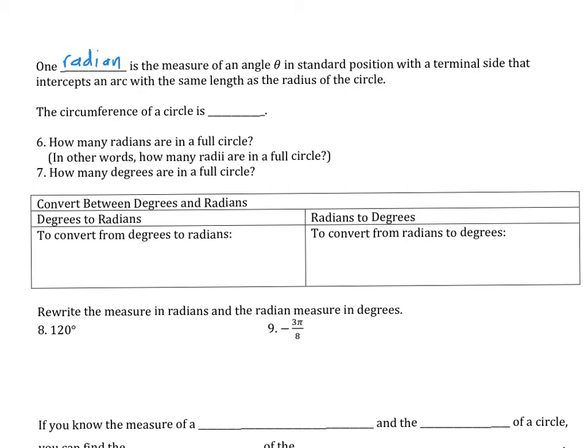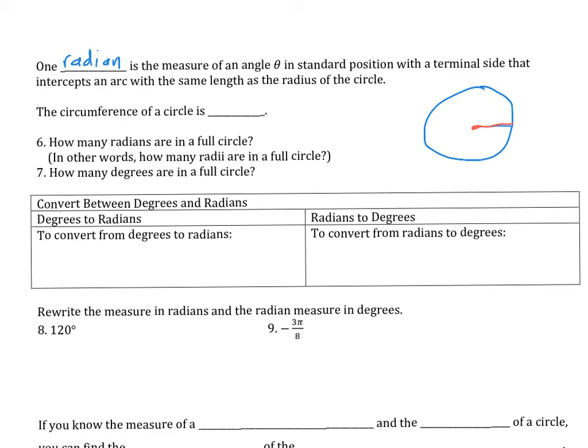Okay, so what is a radian? Let me draw a circle. So you guys know that a radius goes from the center of a circle to a point on the circle. So that's a radius.